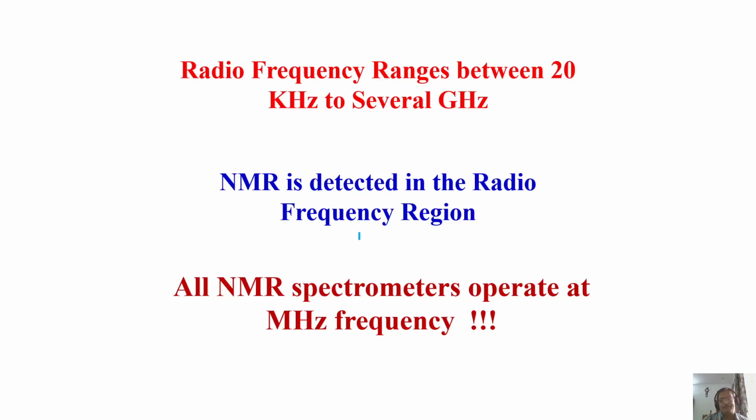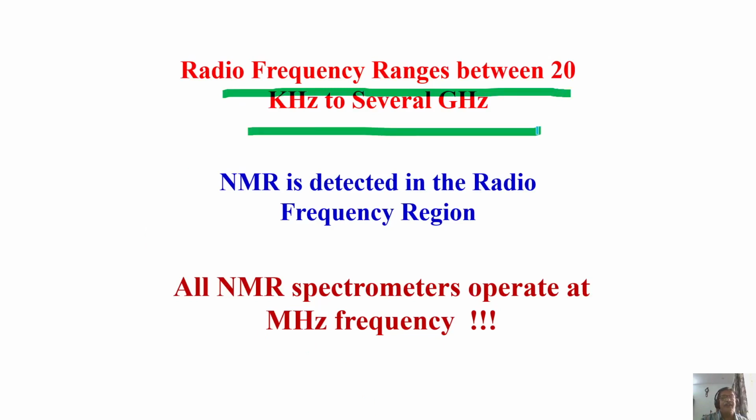Now, in practical applications, where we have magnetic fields of the order of a few Tesla, 14 Tesla up to 20 Tesla, it doesn't matter. We calculate it. Even if I have 24 Tesla, the resonating frequency turns out to be close to a gigahertz. That is the NMR frequency. But the radio frequency range in the electromagnetic spectrum is from 20 kilohertz to several gigahertz.